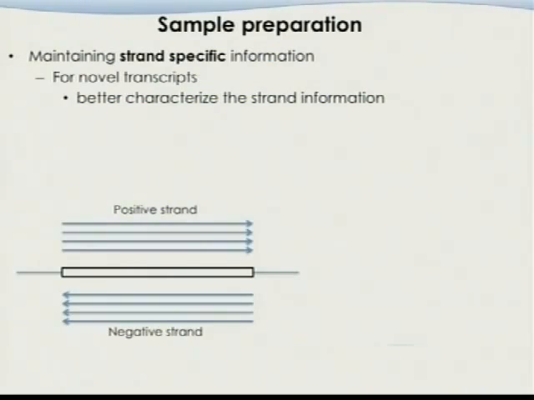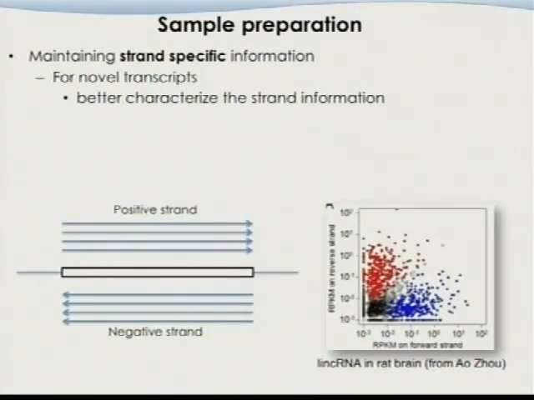But some earlier RNA sequencing protocols, especially those based on Illumina technologies, cannot distinguish that. They cannot distinguish whether the sequencing is from the positive strand or the negative strand. The end result is that you see equal coverage of both strands. However, for novel transcript identification, the strand is really, really important.